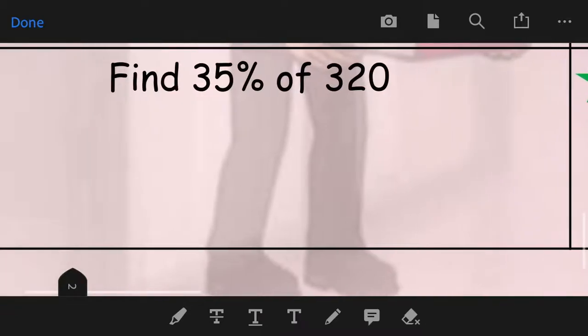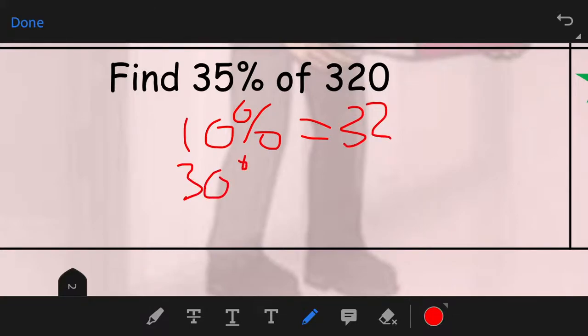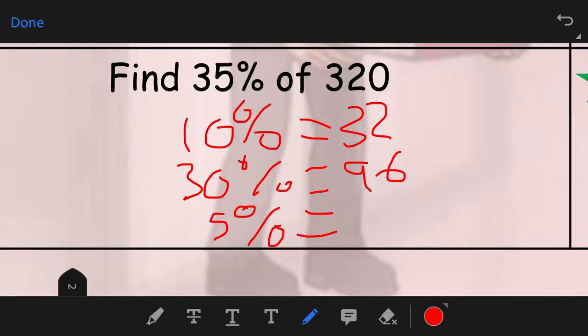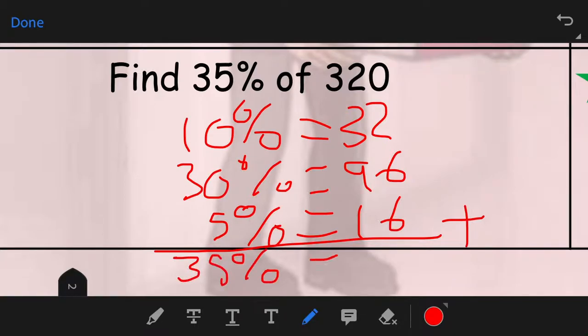I got 35% of 320, 10% first every single time. 10% is 32. If 10% is 32, if I times that by 3, 30% times both sides by 3 is going to be 96. If 30% is 96, I need 5% now. 5% would be half of what 10 is, so half of 32 will give me 16. Now if I add the two bottom ones up, I get 35% on the left. On the right I get 112. So 35% of 320 is 112.